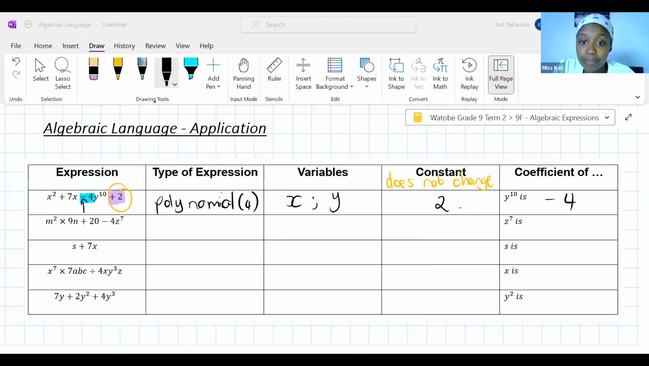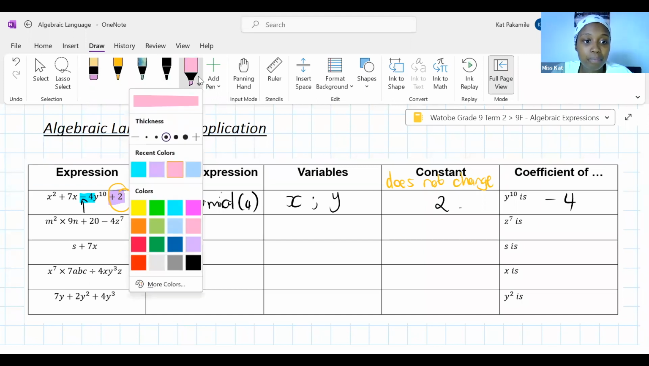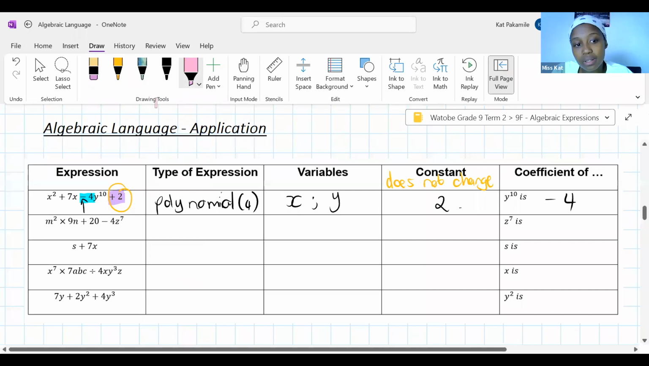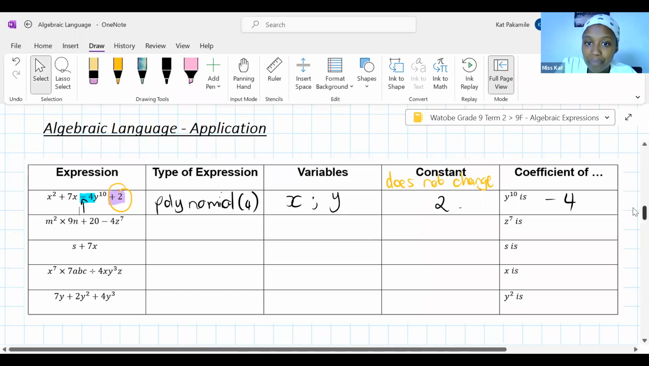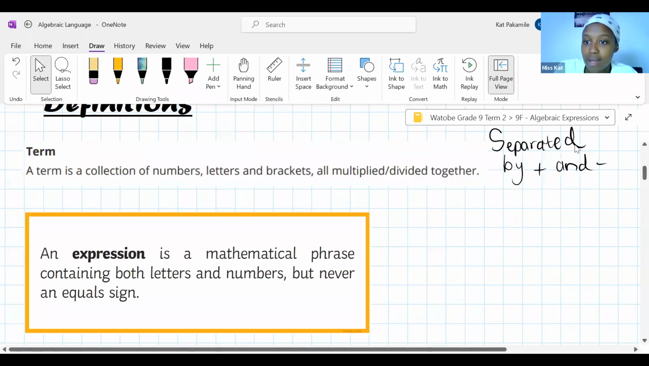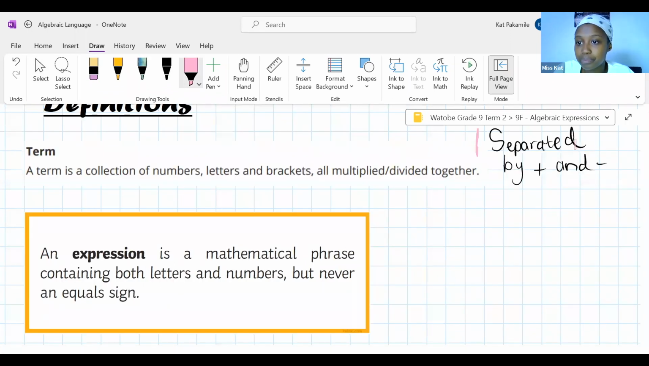Okay, Chi-Chi, you are next. Are you ready for the next one? Yes, ma'am. Beautiful. Let's do it. What type of expression do we have here? A polynomial. Look carefully, Chi-Chi. Remember, what separates terms? Remind me again. The brackets. No. There are no brackets here, Chi-Chi. Let's go back up and remind ourselves what separates terms. Check on the side here. Separated by a plus and minus, ma'am.